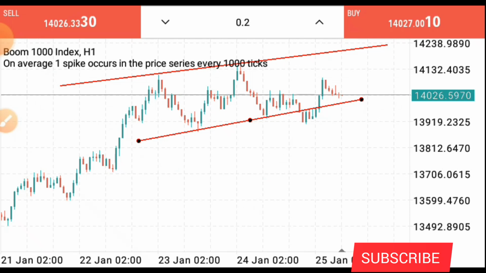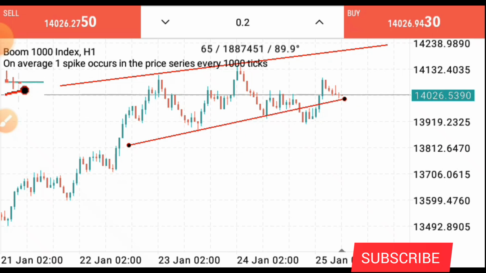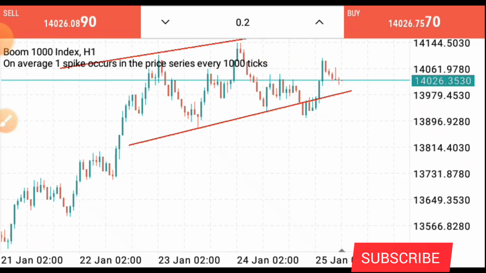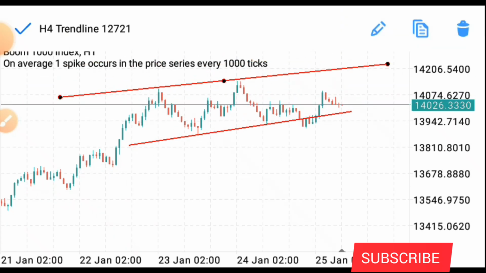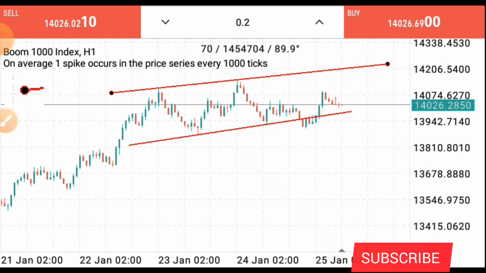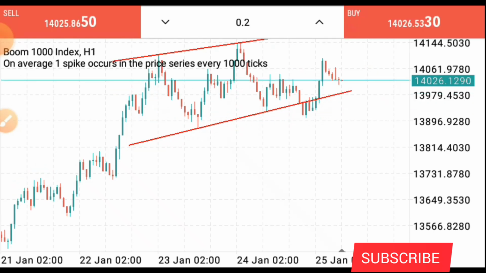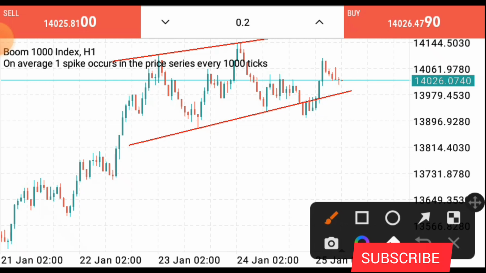So here on the 1-hour time frame, you can see clearly what price is doing now, right? You can see clearly how perfect this is looking here on the 1-hour time frame. Let me adjust this a little bit. Okay, nicely done. Now you can see the movement here.